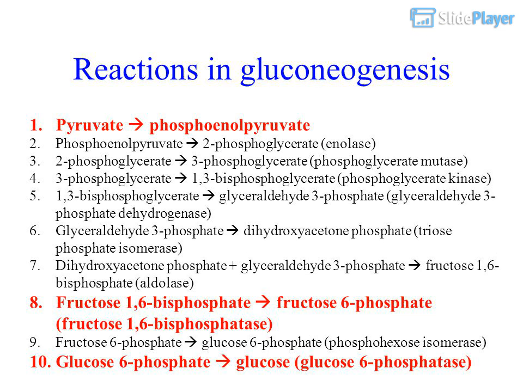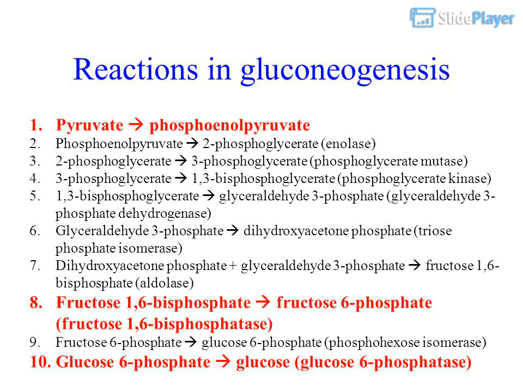Reactions in gluconeogenesis. Pyruvate to phosphoenolpyruvate. Phosphoenolpyruvate to 2-phosphoglycerate, enolase. 2-phosphoglycerate to 3-phosphoglycerate, phosphoglycerate mutase. 3-phosphoglycerate to 1,3-bisphosphoglycerate, phosphoglycerate kinase. 1,3-bisphosphoglycerate to glyceraldehyde 3-phosphate, glyceraldehyde 3-phosphate dehydrogenase.